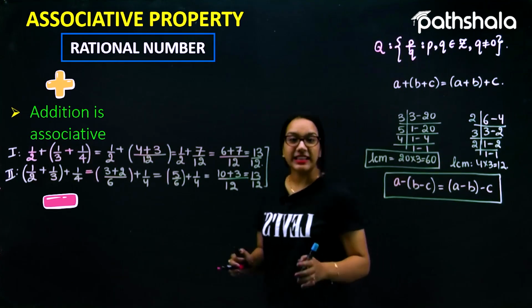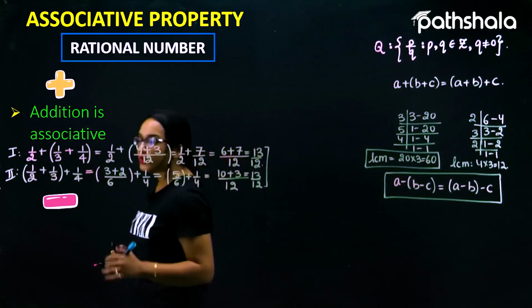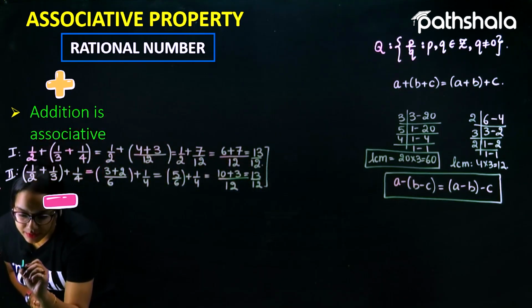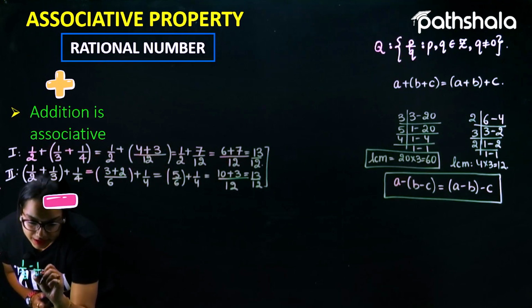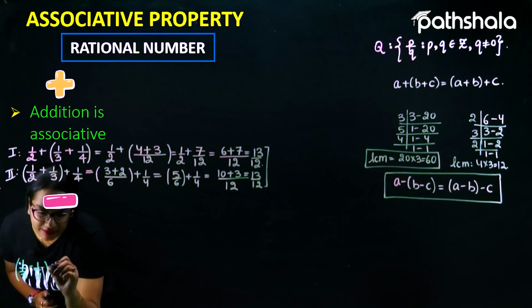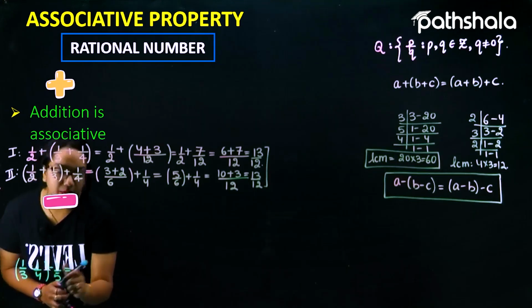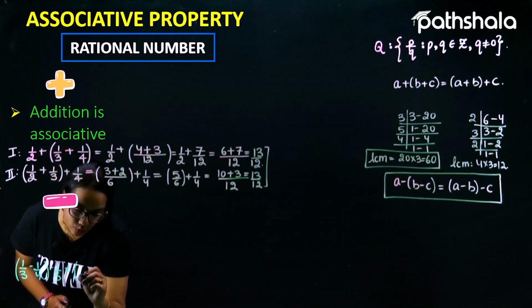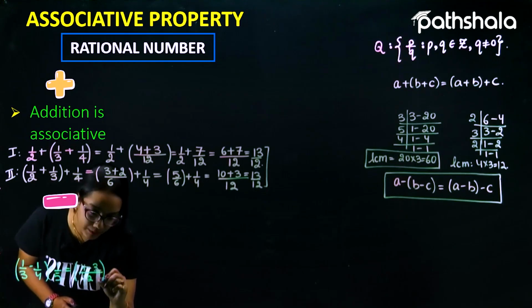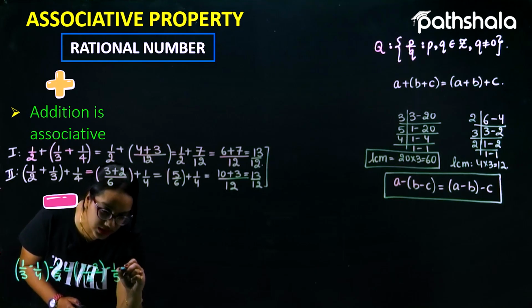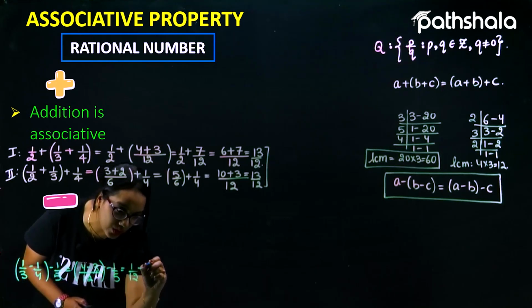So let's just take the second case. In the second case, we will take 1 by 3 and 1 by 4 in the same bracket and 1 by 5 outside. So let's just solve it. This is nothing but 1 by 3 minus 1 by 4. So the LCM of 3 and 4 is nothing but 12. So this is nothing but 4 minus of 3, minus of 1 by 5. So this is nothing but 1 by 12 minus of 1 by 5.